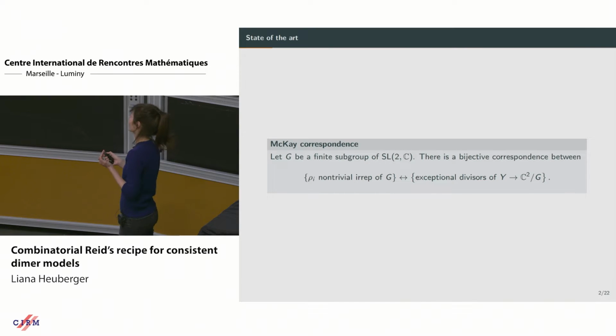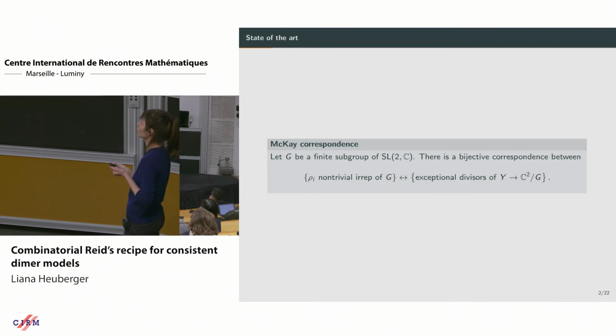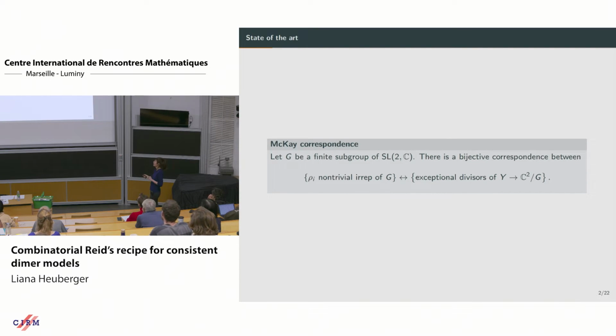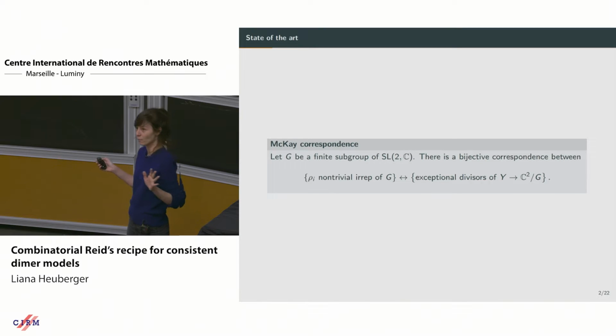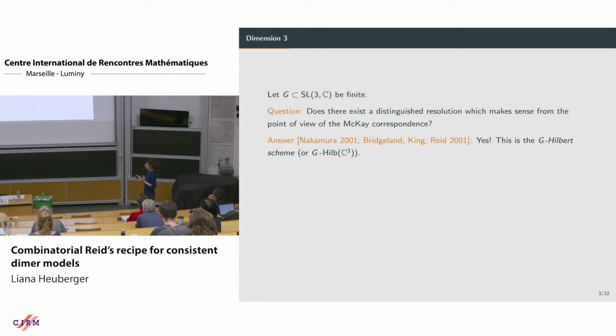So I just wrote it here in more words. There is a bijective correspondence between non-trivial irreducible representations of a group and exceptional divisors of the minimal resolution of the singular surface. Okay? So far, so good, hopefully.